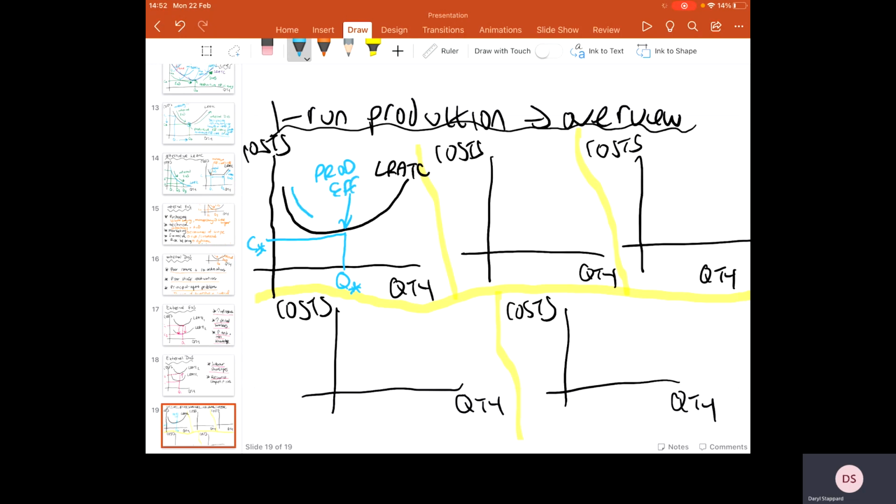As they scale up production in the long run towards Q star, they're benefiting from internal economies of scale. So those are the things like the purchasing and financial economies of scale that are benefiting the firm, the benefits of making your business bigger in the long run. But then when you go beyond Q star, you're suffering from internal diseconomies of scale. And these were the problems of coordination, communication problems, workers feeling demotivated because they don't feel important enough.